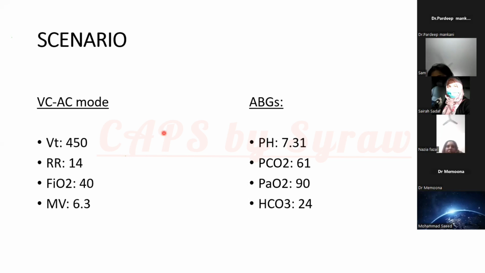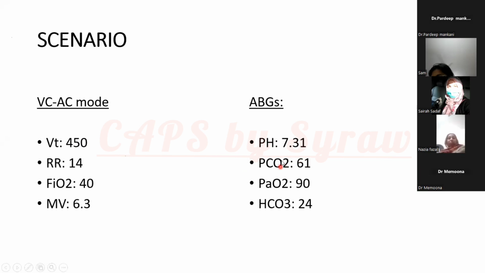Now, if you remember the important equation, minute ventilation is dependent on tidal volume and respiratory rate. So we could alter the tidal volume or the respiratory rate. We could increase either one of them or both of them to achieve a normal pH and to wash out this excess CO2.